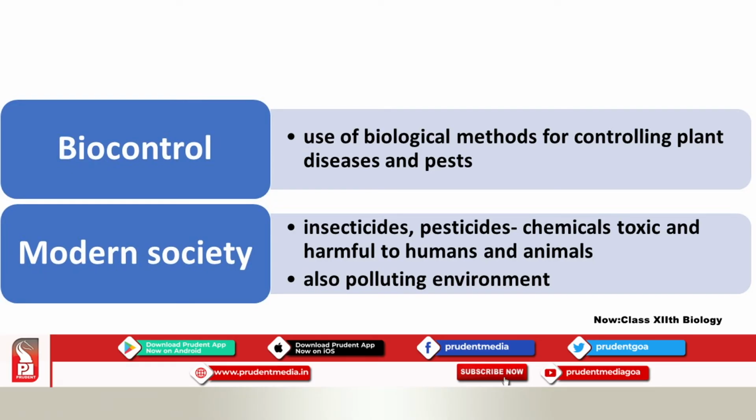Now, biocontrol is the use of biological methods for controlling plant diseases and pests. Use of biological methods to control plant diseases and pests. Now, in modern society we are using insecticides and pesticides, chemicals that are toxic and harmful to humans and animals, and also polluting the environment.